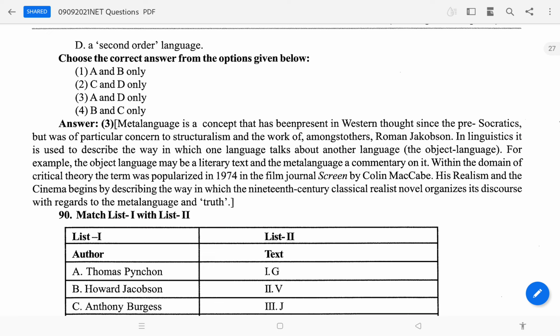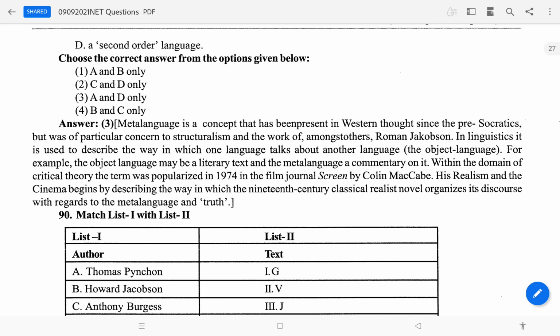His Realism and the Cinema begins by describing the way in which the 19th century classical realist novel organized its discourse with regard to the meta language and truth.